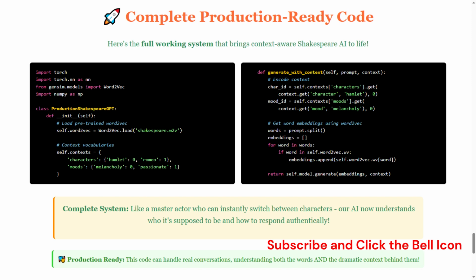This isn't just a demo. This is real, working AI that understands both language and drama.